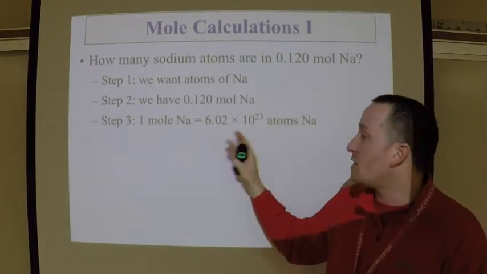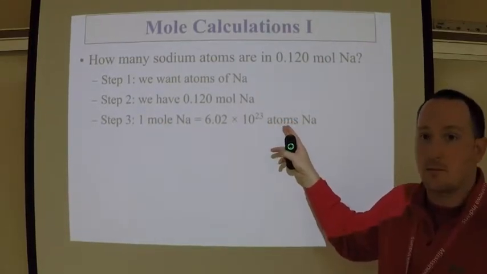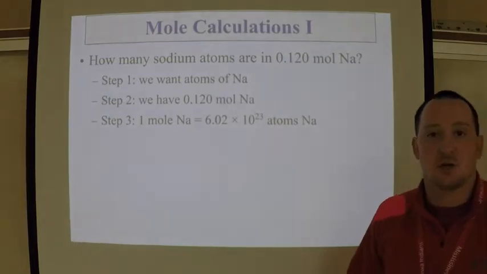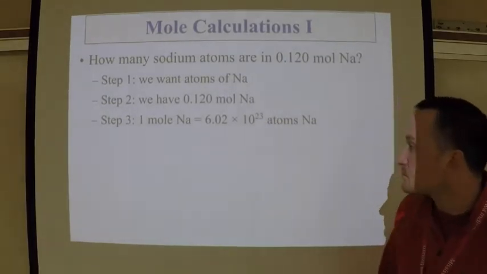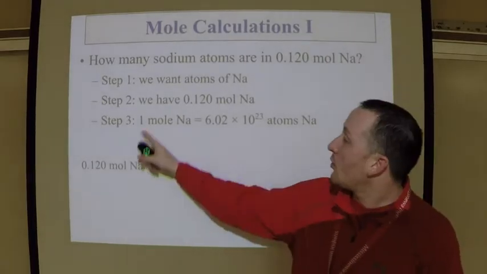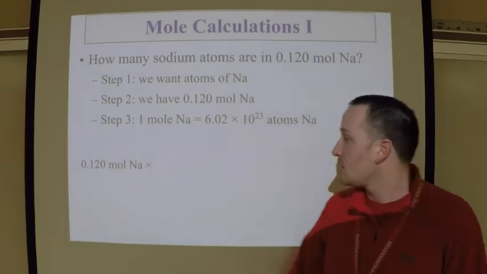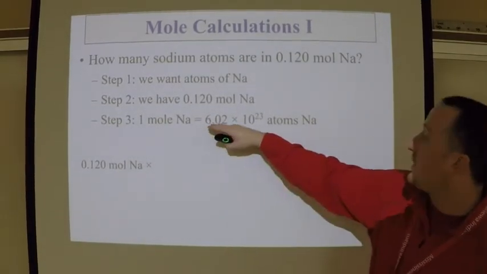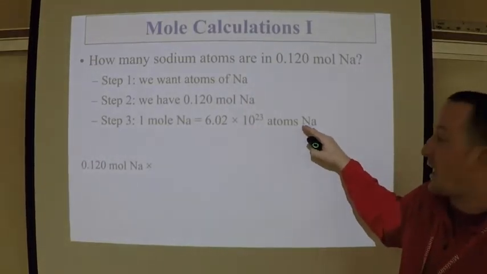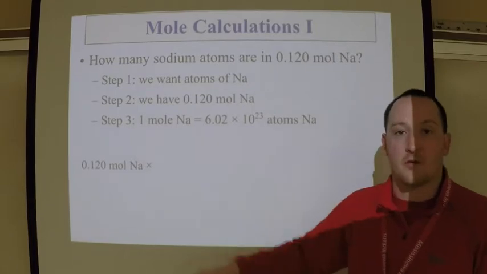What really matters here is that we could also interchange and put particles here. Okay, 1 mole and 6.02 times 10 to the 23rd particles could also be used. So we know that we have 0.12 moles of sodium, so I'm going to start with that unit. Then remember, I can write this as a conversion factor. I'm going to put either 6.02 times 10 to the 23rd atoms on the bottom, or I'm going to put it on the top and then put 1 mole in the other spot.